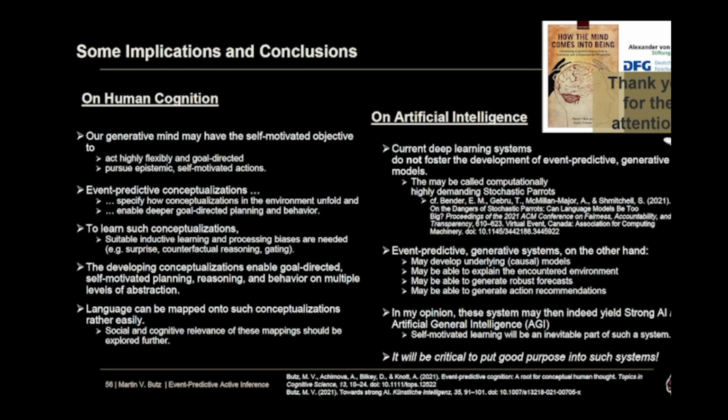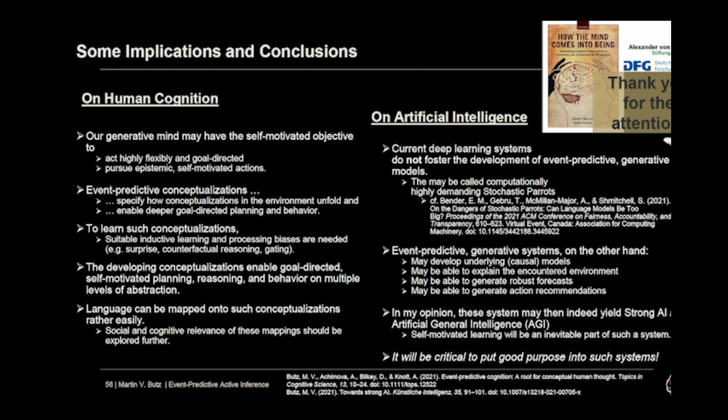Also, what I wanted to convey to you today is that on the human cognition side, it seems that our generative minds have two self-motivated objectives. The one is essentially to act highly flexibly and goal-directed. Thus, we build these complex models about our world and pursue epistemic, self-motivated actions. Thus, we learn more about the world in a self-motivated, information-seeking manner. We learn event-predictive models and event-predictive conceptualizations to act in our world much more flexibly than if we had just flat models of how the actual sensorimotor dynamics unfold.